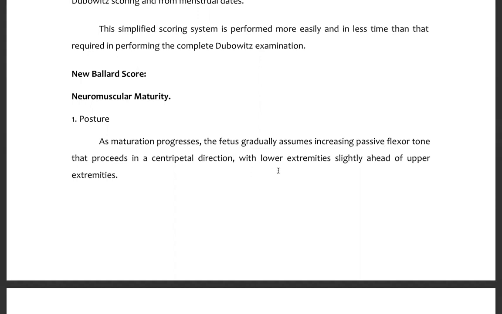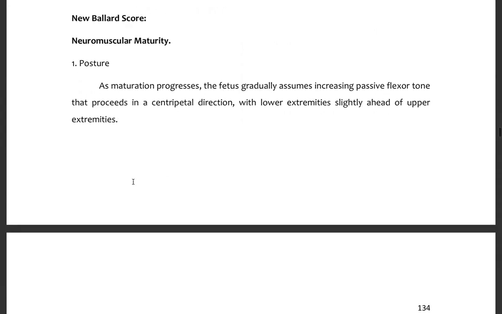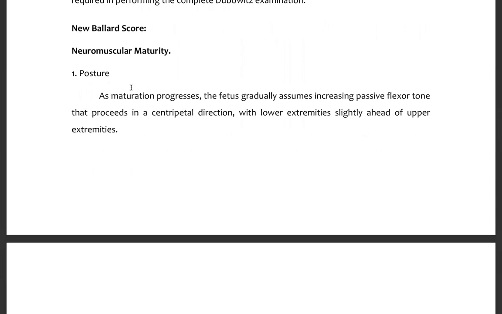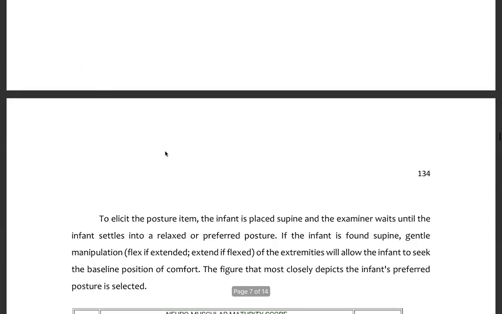Okay, and decrease in extensor tone. So flexor tone will increase and extensor tone will decrease. And how will the flexor tone increase? It will increase from the lower extremity to the upper extremity. Okay, so that's how neuromuscular maturity, angles, all these things are there.